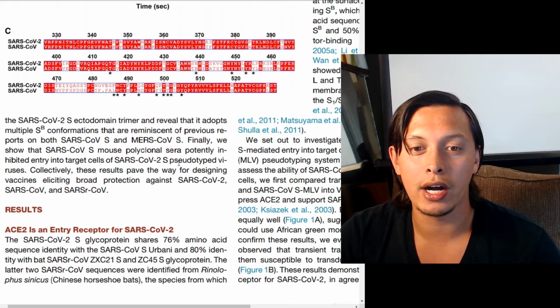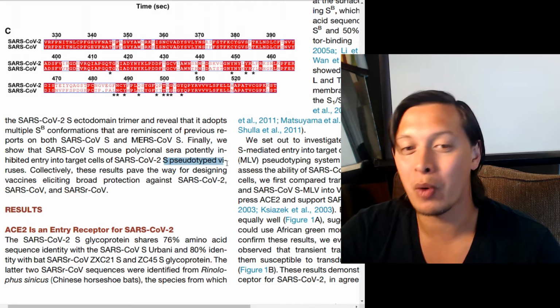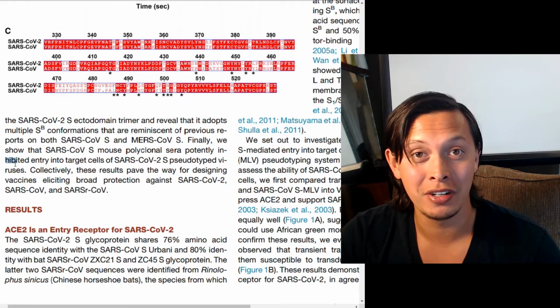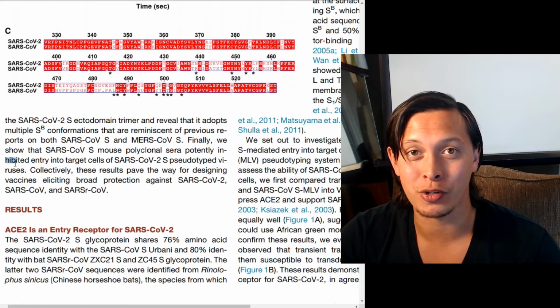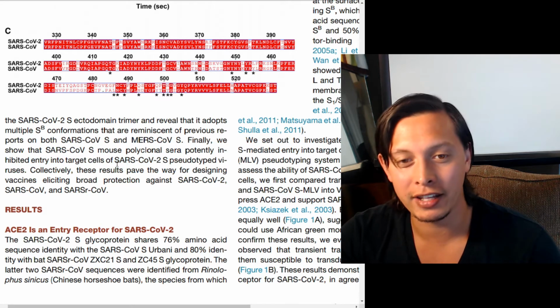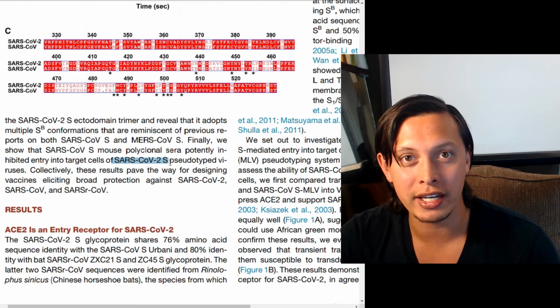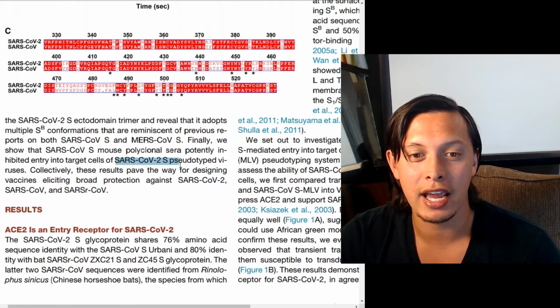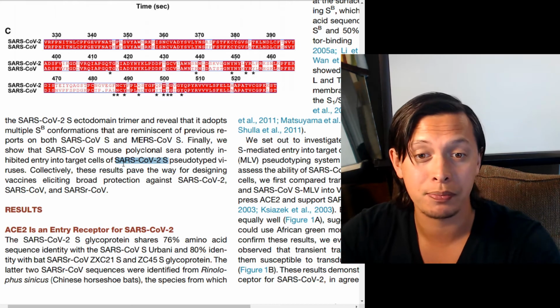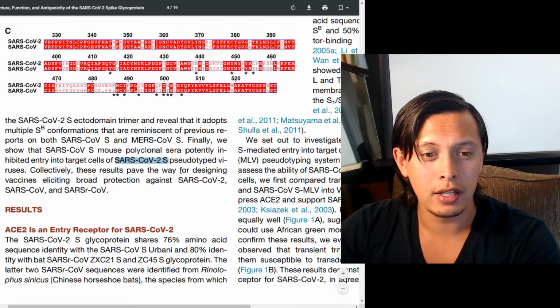So this is one way that this particular lab is able to not have to handle this new SARS coronavirus. They can just do the research on a highly weakened form of a completely different virus and then give it just this one part of the new virus to see how it works. So let's go to the results.